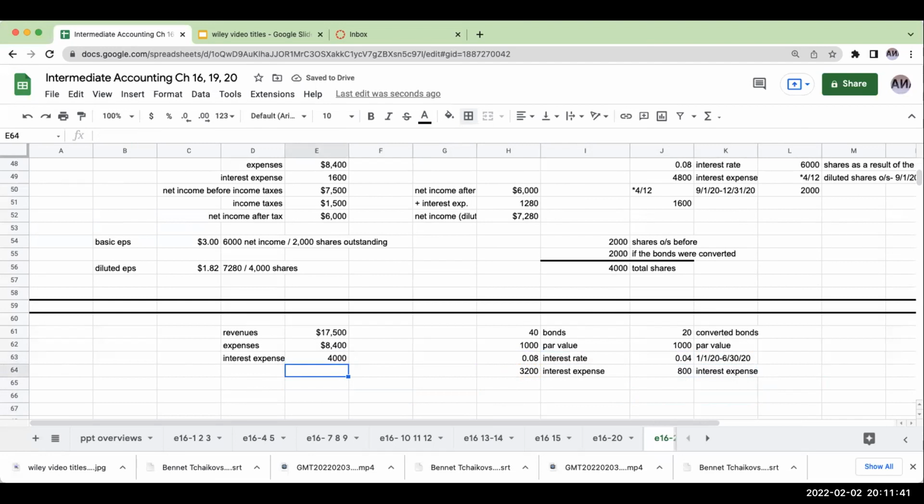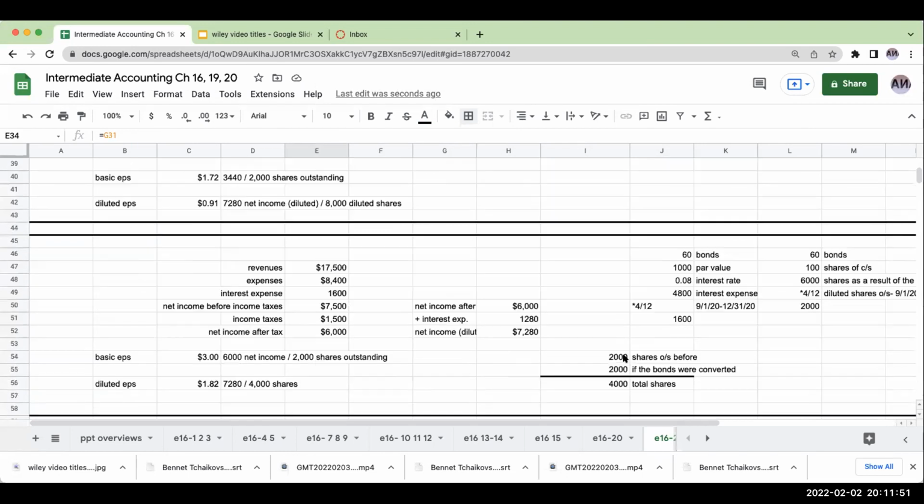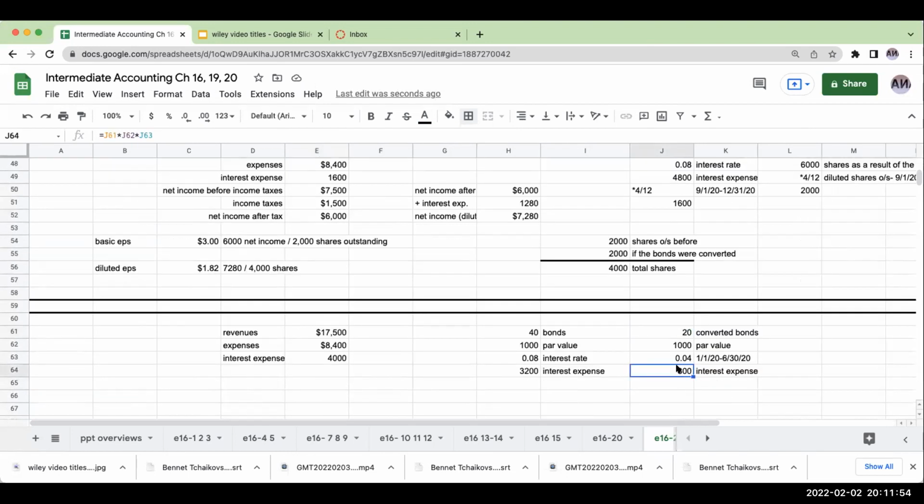So my total interest expense is going to be 3,200 plus the 800. And if you think about this, it makes sense, because on 20 of the bonds, the interest expense for the other half of the year would be another 800. And that's where that 4,800 would be coming through. So my net income pre-tax is going to be 17.5 minus 84 minus 4,000. My income taxes are going to be at 20%.